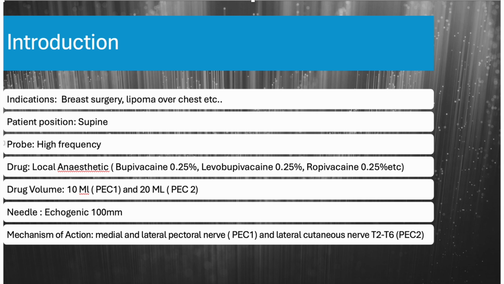An echogenic 100 mm peripheral nerve block needle is suitable to perform the block. Through the PEC1 block we target the medial and lateral pectoral nerves, and through the PEC2 block we cover the lateral cutaneous nerves of the chest, of the spinal nerves T2 to T6.